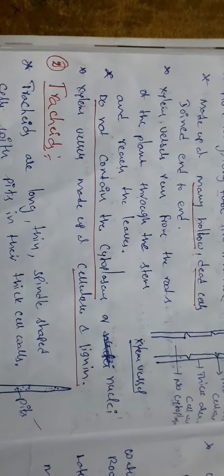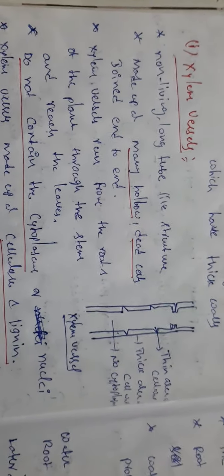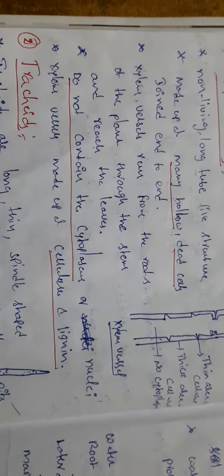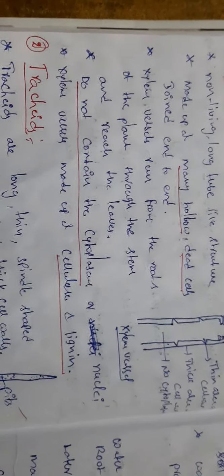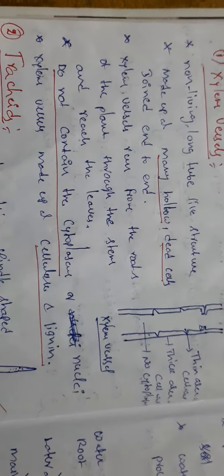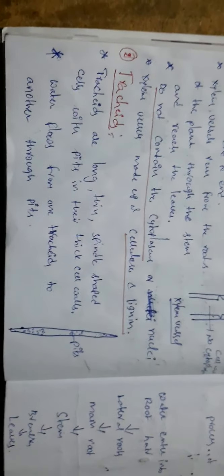They do not contain cytoplasm. Yes or no? So this is a very special quality. Xylem vessels do not contain cytoplasm or nuclei. Xylem vessels are made up of cellulose and lignin. This is the xylem vessels' structure and function.